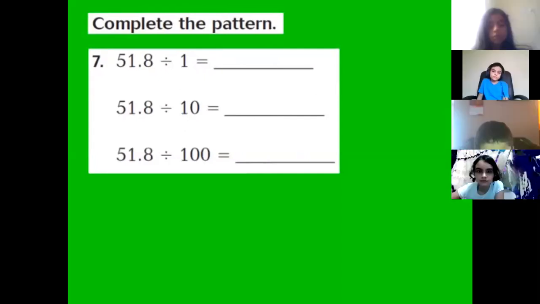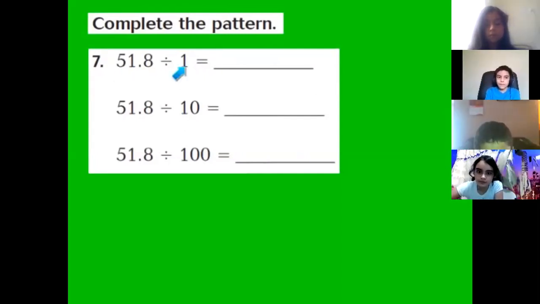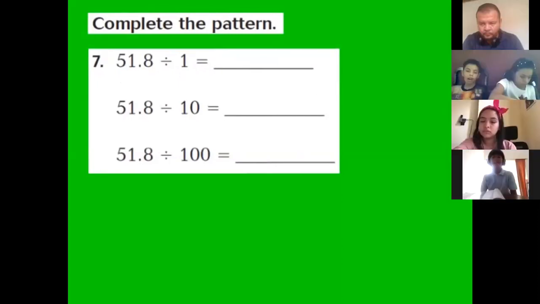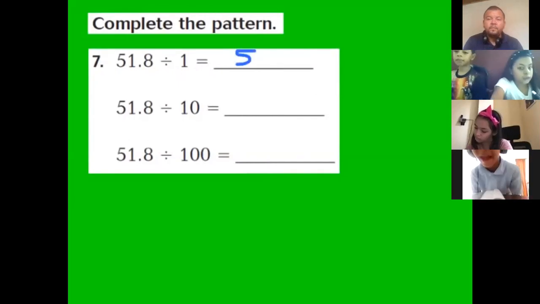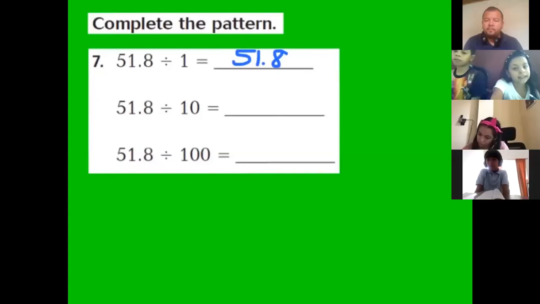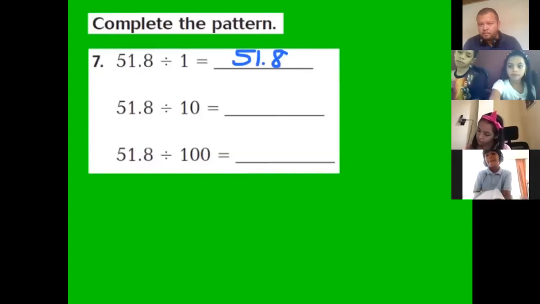So for the first part in this pattern, we have 51 and 8 tenths being divided by a 1. Well, what I know is there's no zero behind the 1. So if there's no zero, that means my decimal point does not have to move. It's going to stay in the same place. So I'm going to write down my answer, my quotient, as 51 and 8 tenths. Because once again, what I know is 51 and 8 tenths divided by 1 is still going to be 51 and 8 tenths.